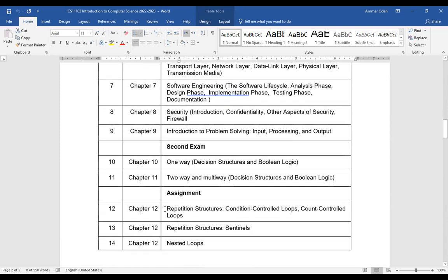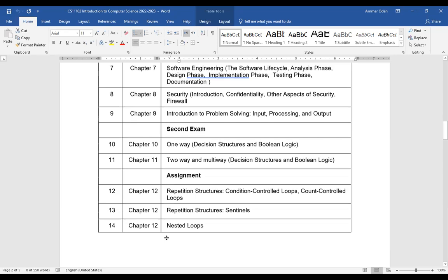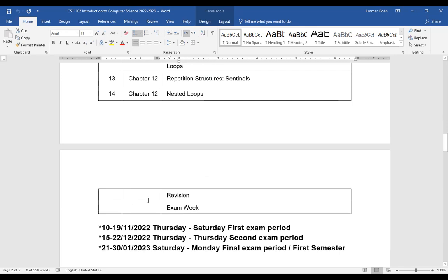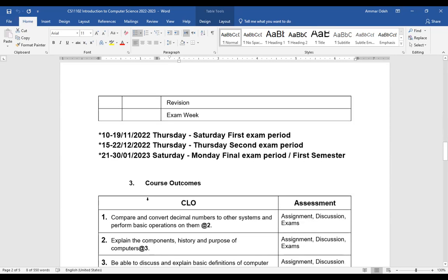In chapter 11, repetition structure, 2 chapters. Then we're going to talk about the nested loop. Then we're going to make a revision for the whole course, and the exam week is the last week.